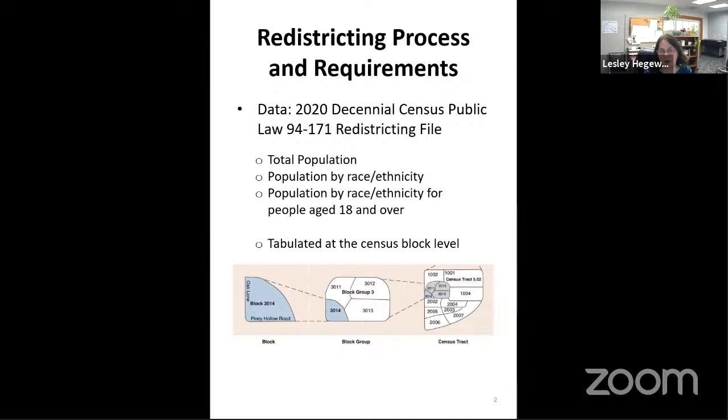It's a very limited file. It contains only total population, population by race and ethnicity, and population by race and ethnicity for people aged 18 and over. And it's tabulated at the census block level, which are the smallest unit of geography for which they tabulate data. You might be familiar with other census geographies, such as census blocks, block groups, or census tracts. And so this little graphic just shows how they nest into one another. And then the census tracts nest into counties.